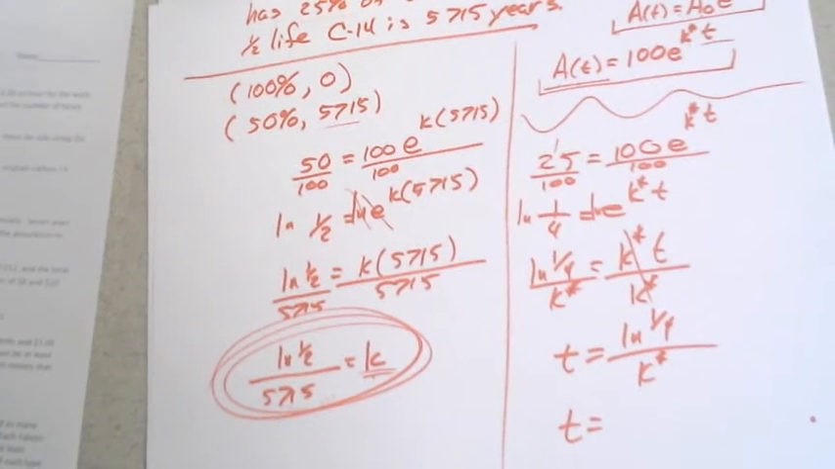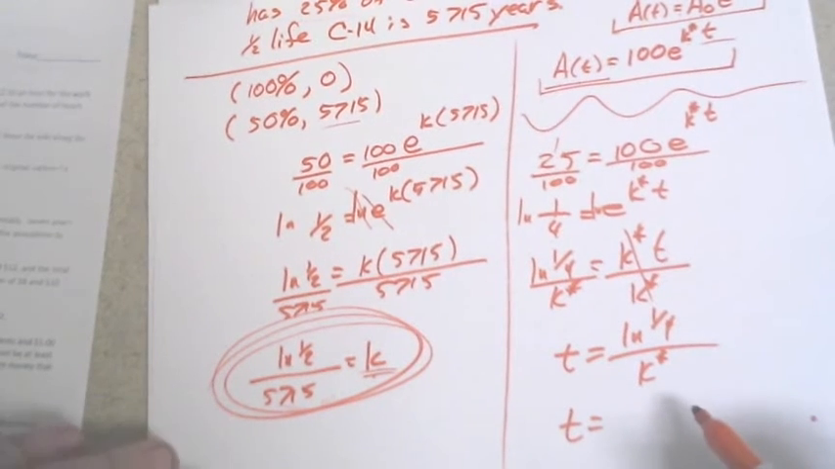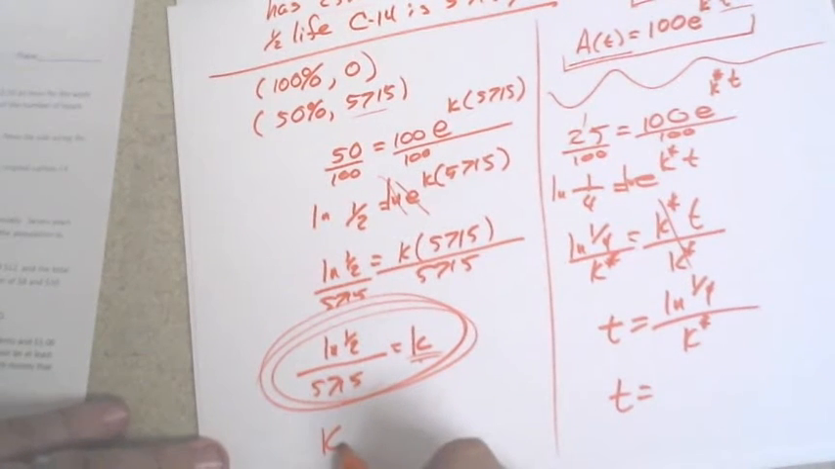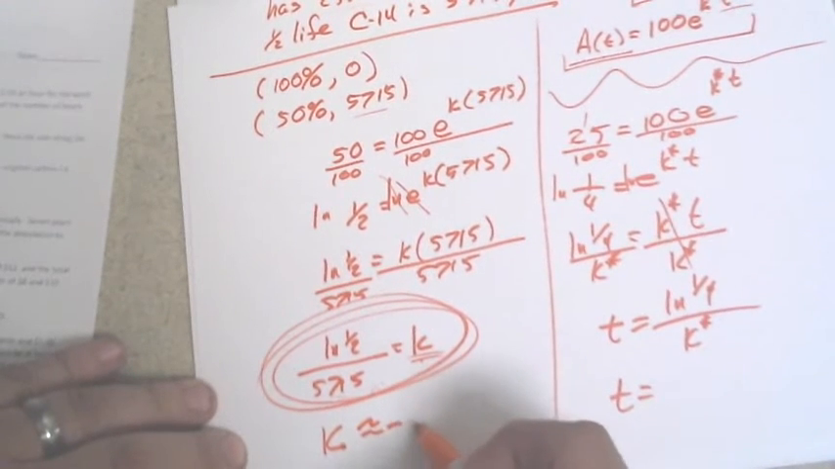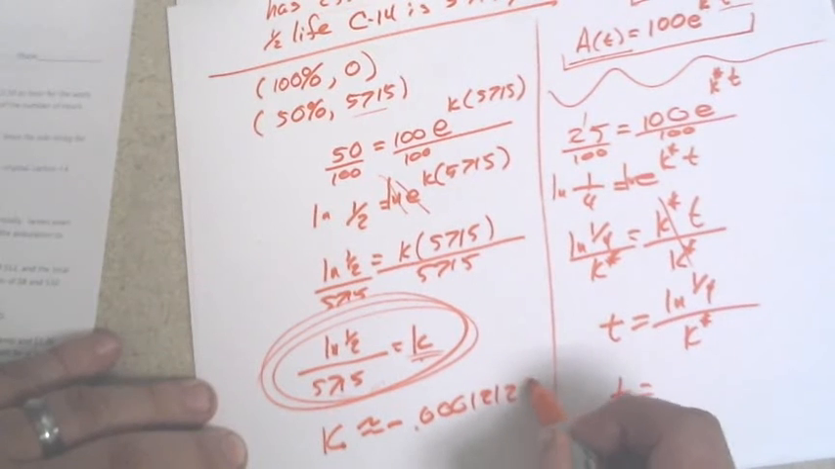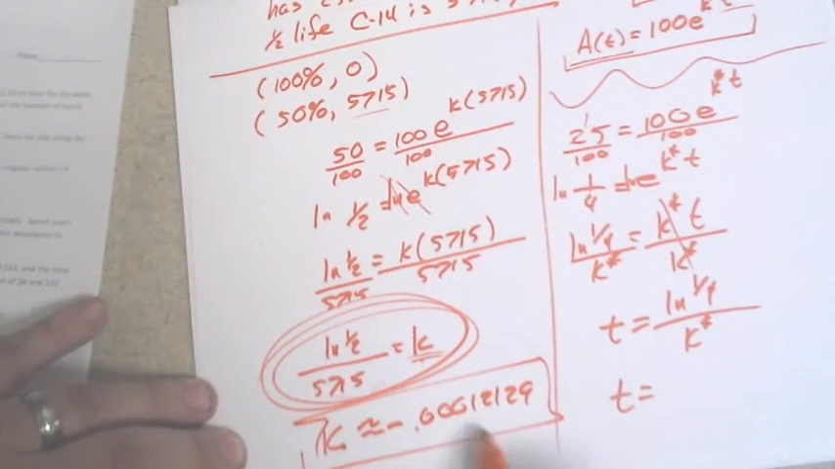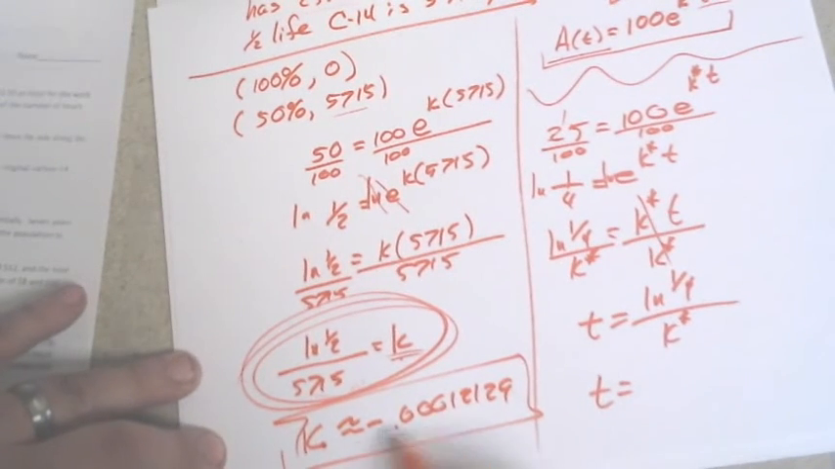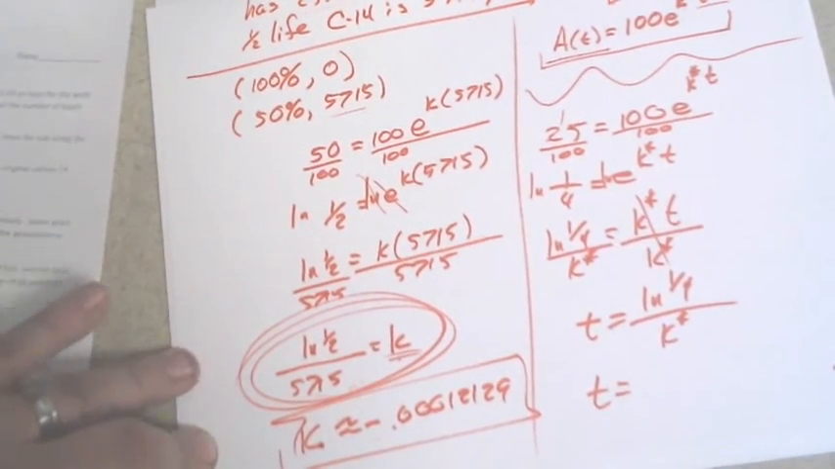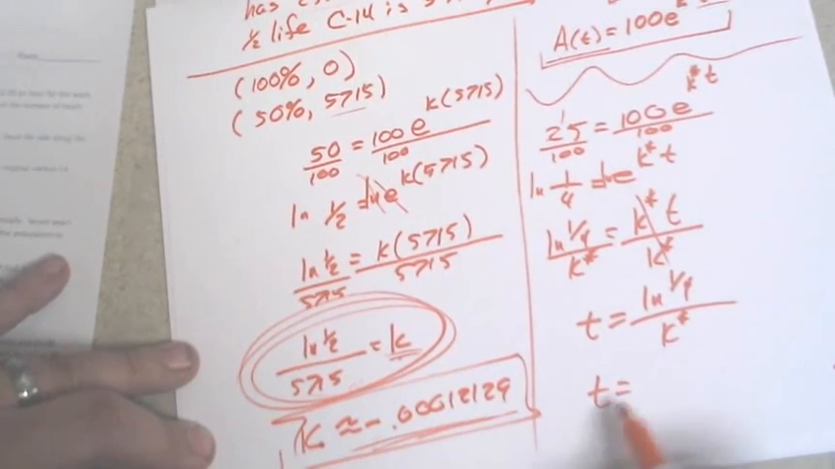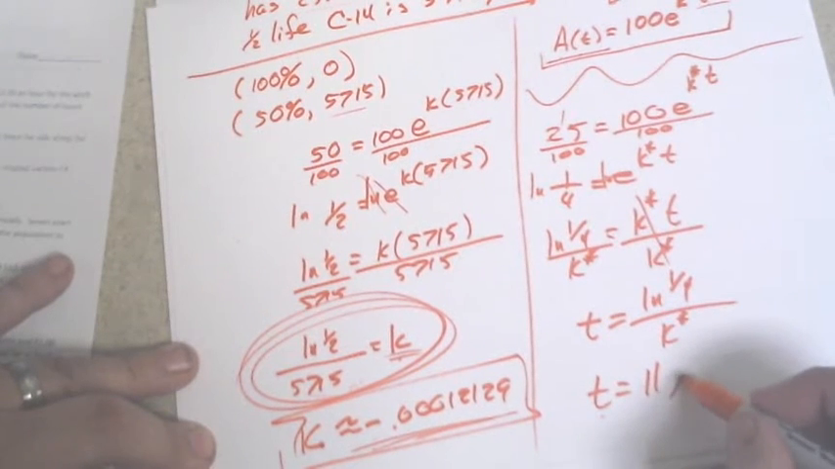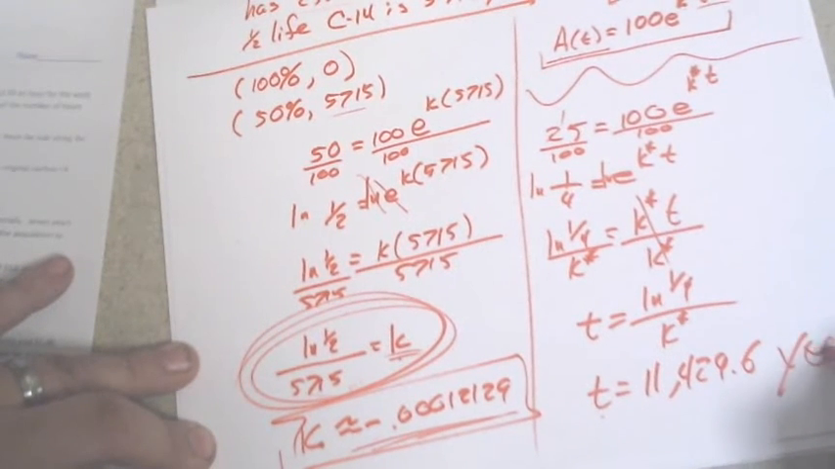Now if you have the actual k and you have the actual t, you can find out your actual values. So this constant, let me look it up, should be approximately equal to negative 0.000121229. Again, your calculator will often give it to you in scientific notation. Make sure you're careful about that. You can store this, you can keep it exact, you can do it however you'd like. So you take the natural log of 1/4, divide by this k value, and you'll find t is somewhere around 11,429.6 years.